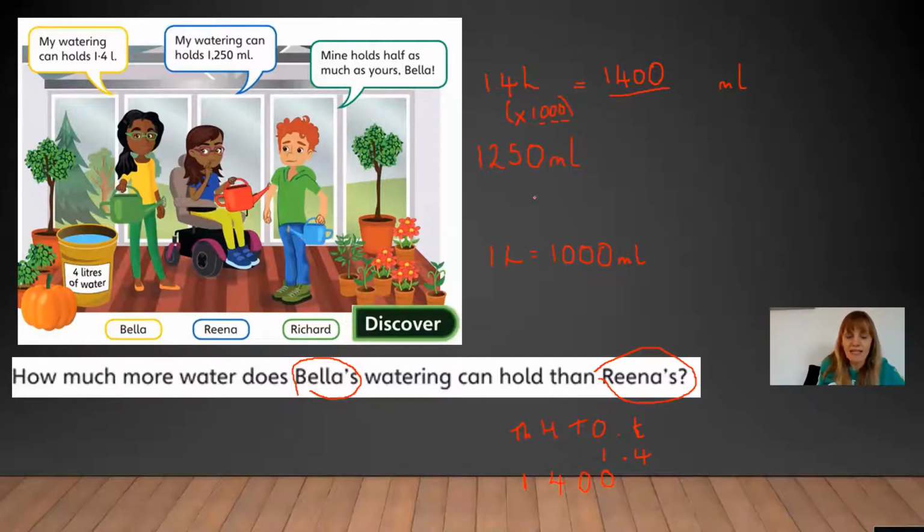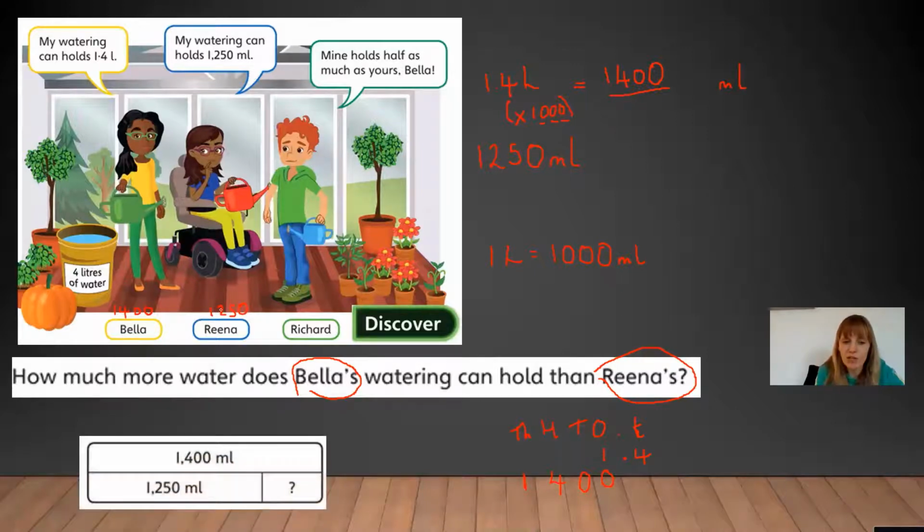Now, I can compare Bella and Rena a lot more easily, because if I write it over here, Bella has got 1,400 millilitres, Rena has got 1,250 millilitres. So then we can look at this bar chart. So the question is saying how much more water. So if I've got 1,400 and 1,250, what type of calculation am I going to do to work out what's missing? Well, I would do a takeaway.